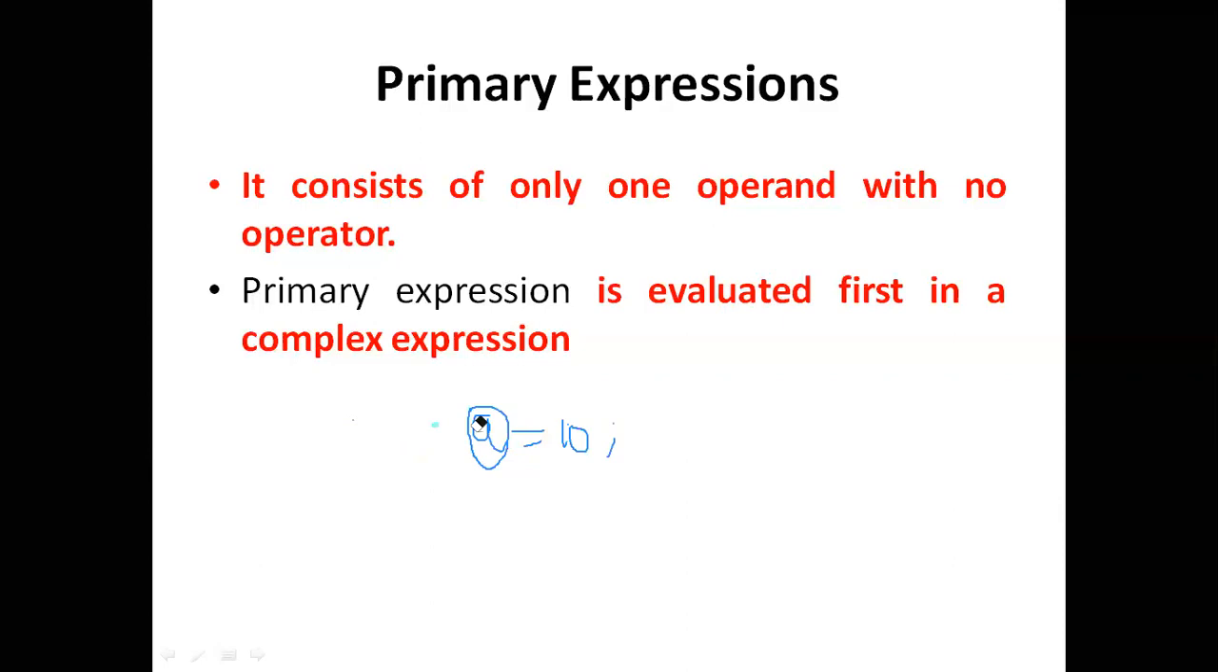Here, which type of expression are we going to call a primary expression? Inside the primary expression, what is there? One operand. What is the point we need to remember? A primary expression consists of one operand with no operators. We call it a primary. And here we are going to see some examples of primary expressions.